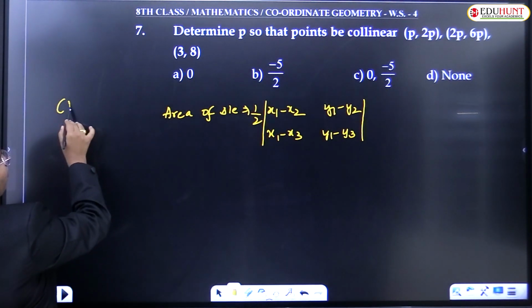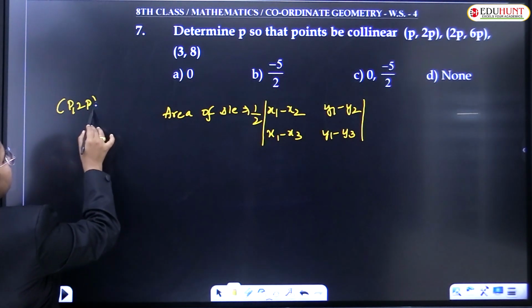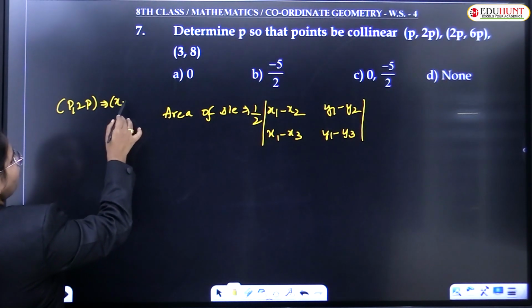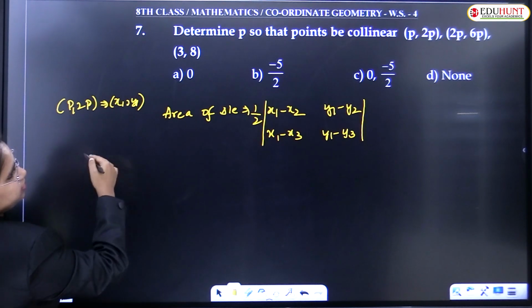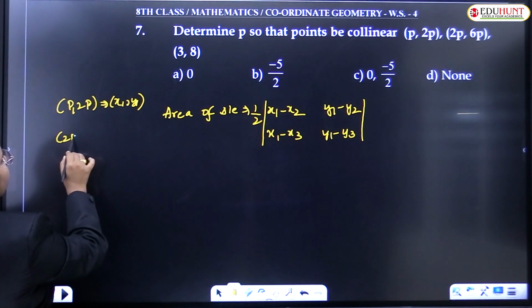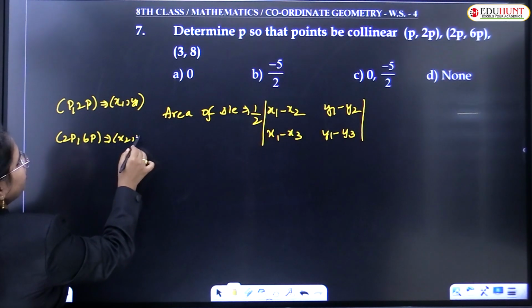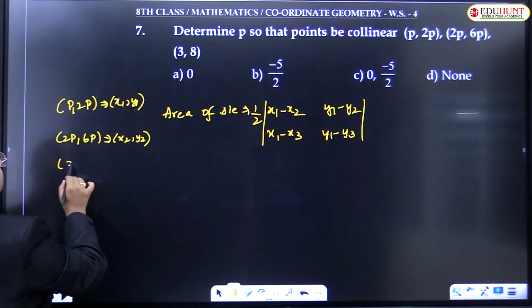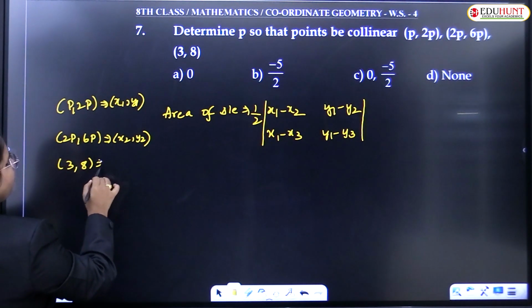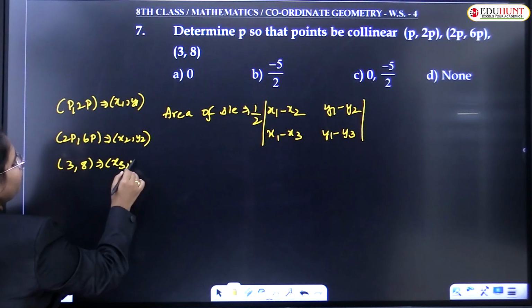So we'll just address the points which were given. What is my first point? P comma 2P is equal to x1 comma y1. Next, 2P comma 6P is equal to x2 comma y2. Next, 3 comma 8 is equal to x3 comma y3.